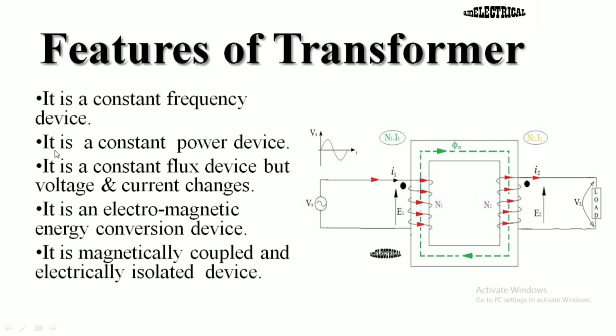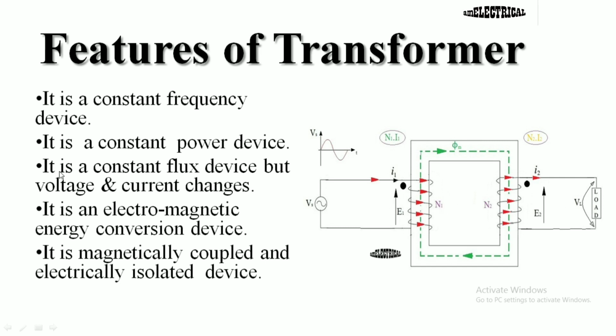Next, it is a constant power device. That means the power of the input port and the output port are equal. That means the input port power E1 I1 and the output port power E2 I2 are equal.